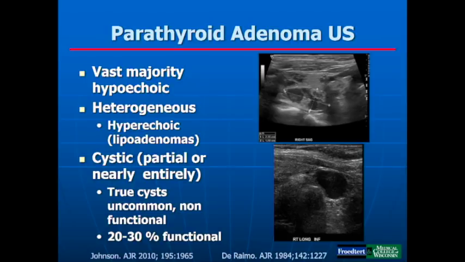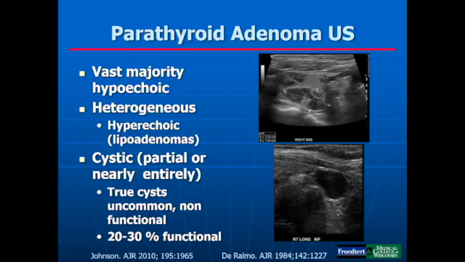This is not the only sonographic appearance, although the vast majority are hypoechoic. They can be heterogeneous. Some of these can be hyperechoic because of bleeding, or some can have some fat. There are some that have more content of fat, the so-described lipoadenomas, but these are tumors that are rare. Frequently, those adenomas can be cystic, partially or nearly entirely cystic.